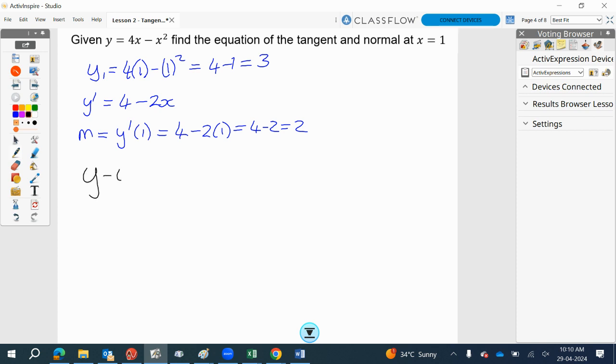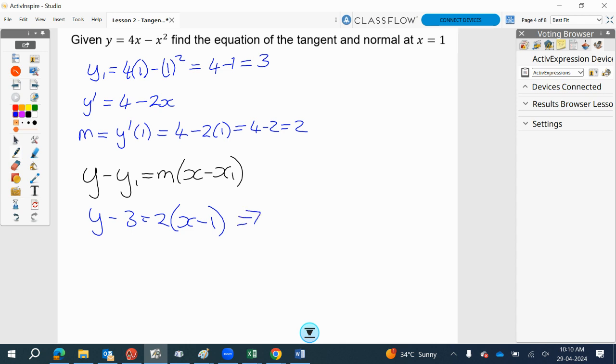The formula is y minus y1 equals m bracket x minus x1. So we need y minus y1, we got that, that's 3, equals m, that's the gradient, 2, x minus 1. This is the equation of the tangent at this point. If you read the question carefully, if it says find the equation of the tangent or the equation of any line, this form is accepted. We can expand it if we want.